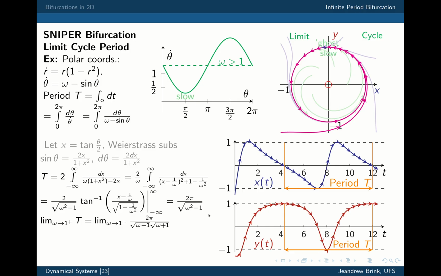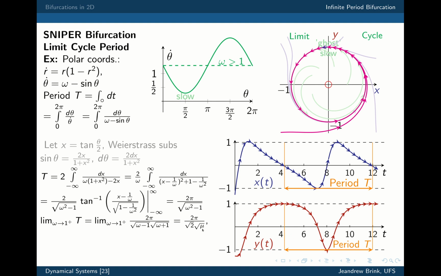It's important to notice that as omega approaches 1, in other words, as it approaches our bifurcation point, the period approaches something that looks like this. Basically 2 pi over the square root of omega minus 1 times omega plus 1. Okay, it's approaching 1 from the positive side. So this thing is basically going to approach 2. And this thing is going to go like omega minus 1.